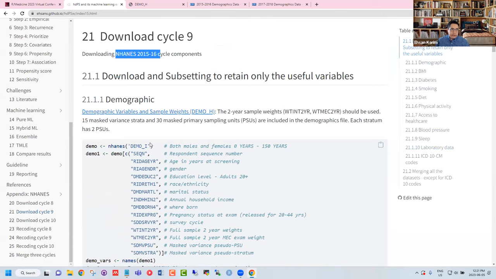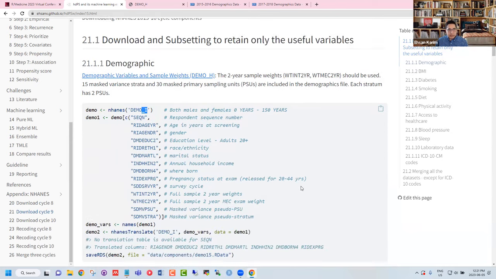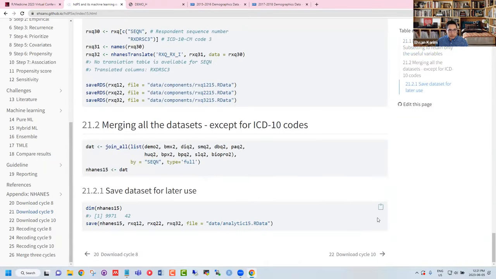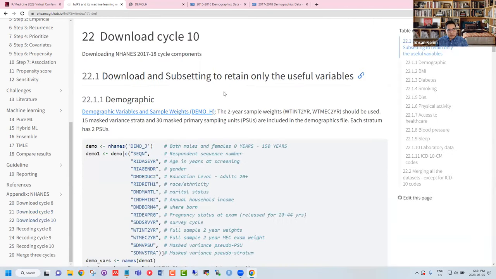All I needed to do is change the subscript associated with the 15-16 cycle. All of the variable names are usually the same, but you need to check one more time using the data dictionary whether the names remain the same. And you can reproduce all of the code to get the 2015-16 data. Same thing is happening for 2017-18. I'm changing the subscript to specify which cycle's data I want, and most of these variables remain the same.